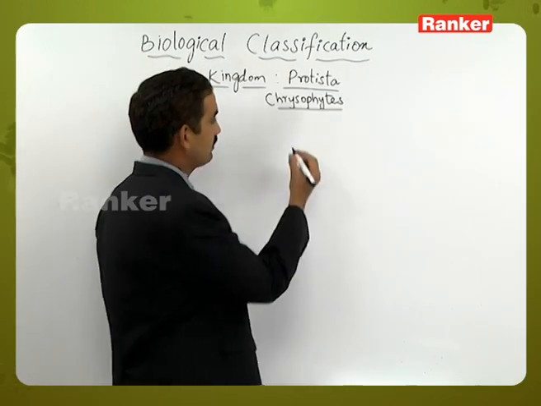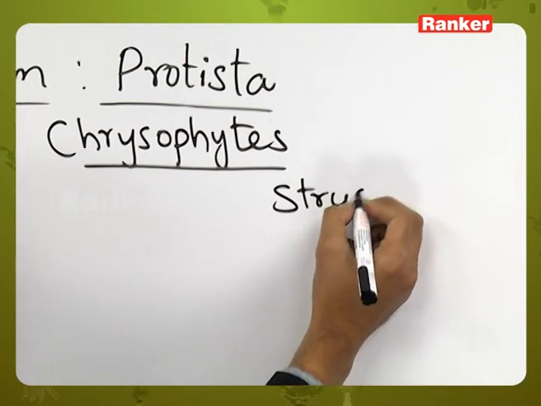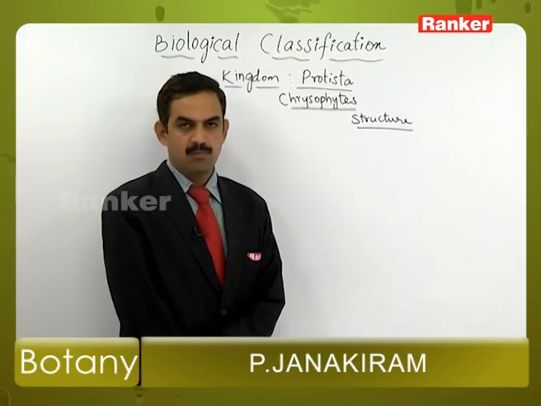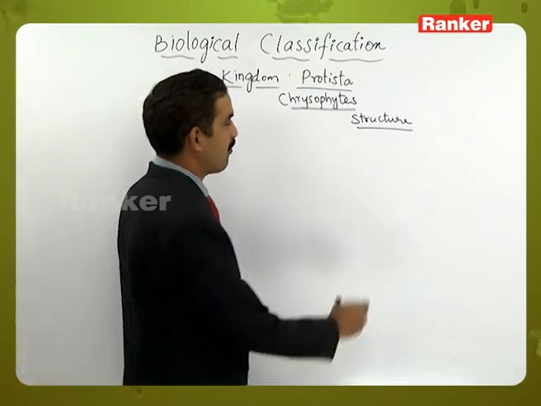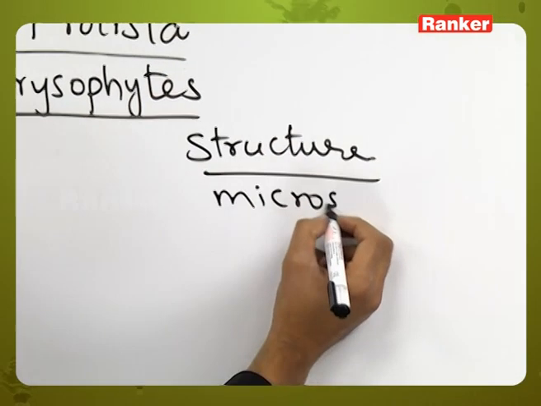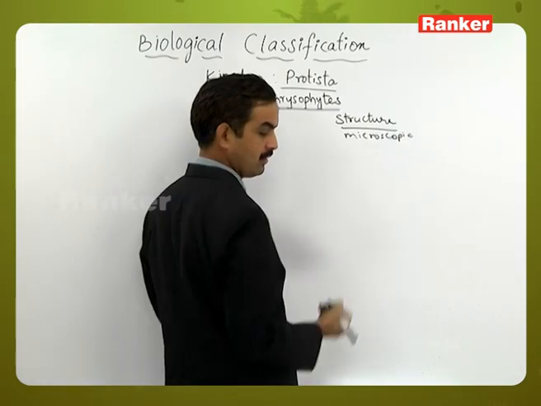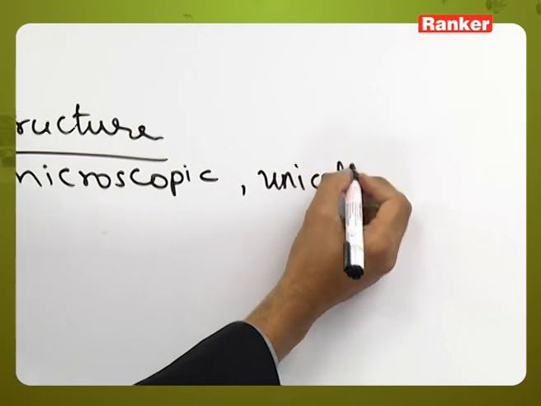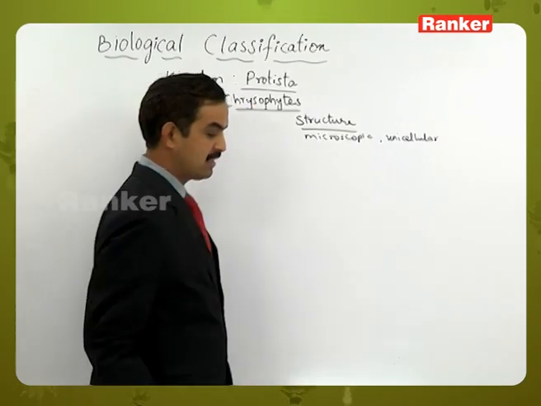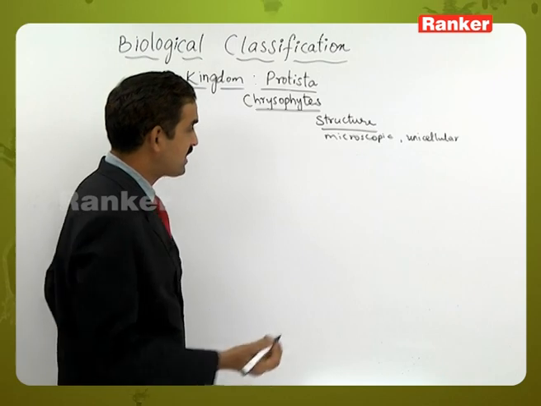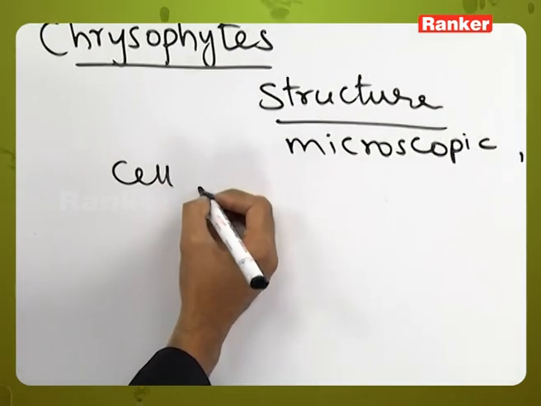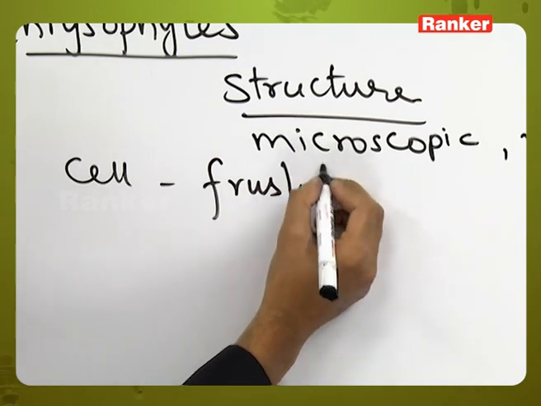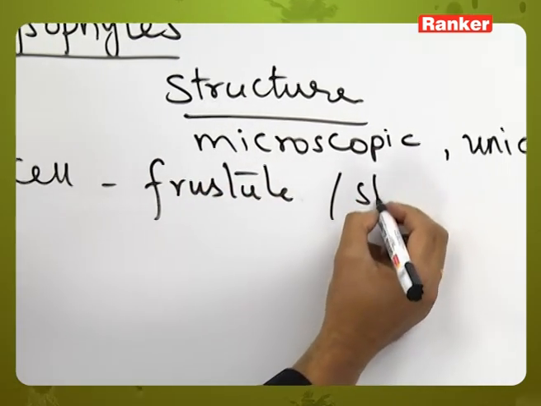The structure of chrysophytes. Like other protistans, these are also microscopic in their nature, and these are made up of a single cell, that is, unicellular in their nature. And here this cell is called as frustules or shell.